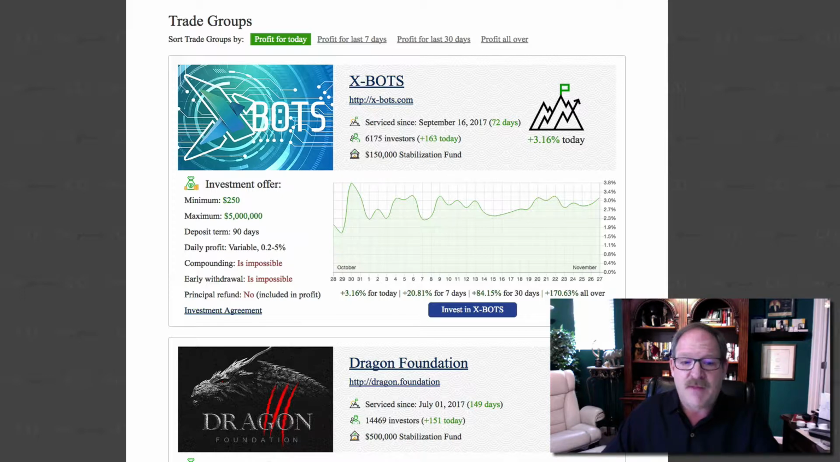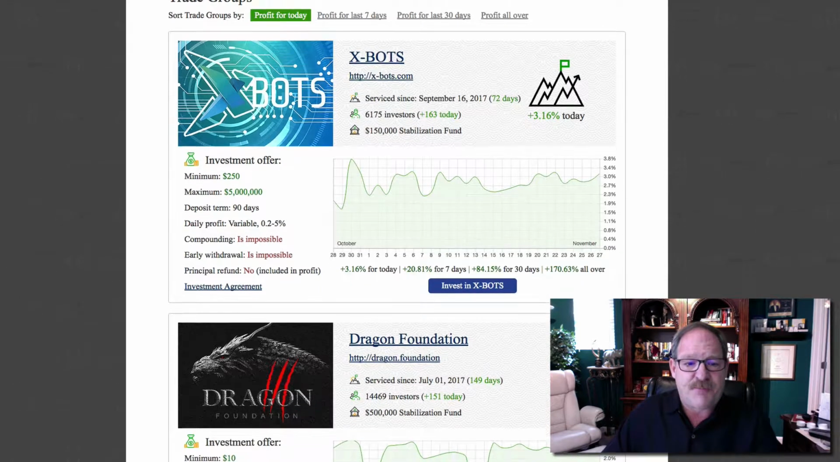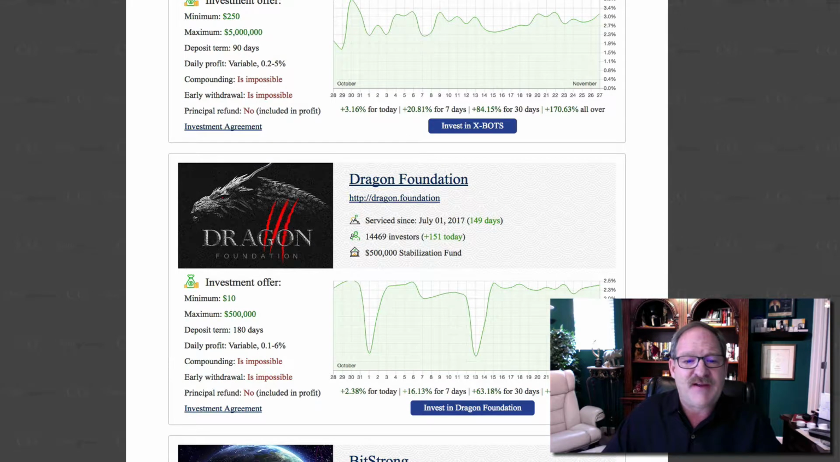on this system. There's only 7 trade groups in here. The first one I invested in was Dragon Fund. They've got 14,000 investors and a $500,000 stabilization fund if they go out. They only have a $10 minimum to get in, maximum $500,000, but they do tie your money up for 180 days, 6 months, and it goes from 0.1 to 6%.